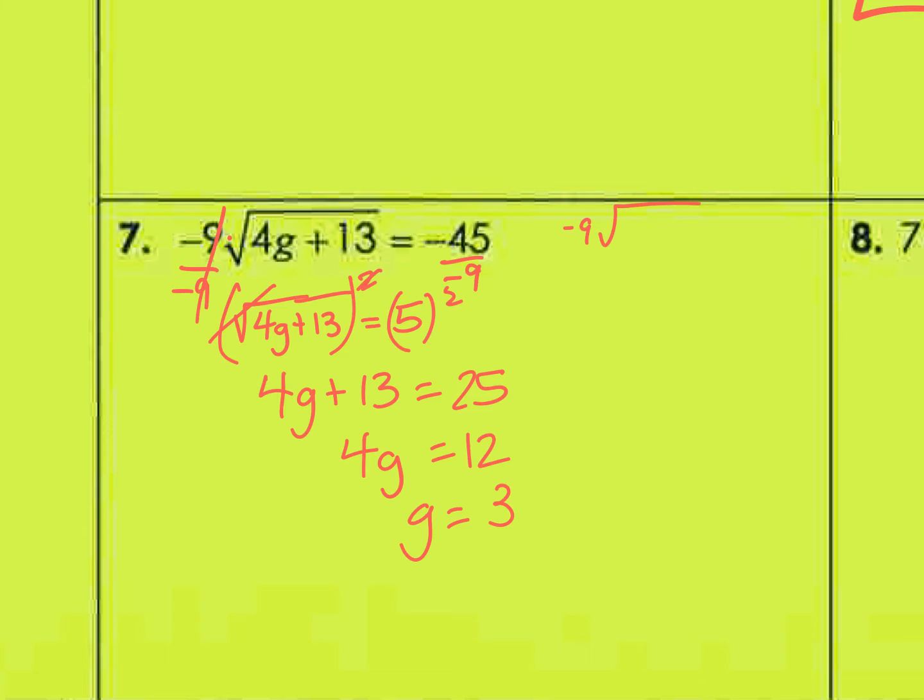So negative 9, 4 times 3 plus 13, negative 45. Negative 9, that's 12 plus 13, is square root of 25, right? So that's negative 9 times 5. Does indeed equal negative 45, doesn't it? So it does work.